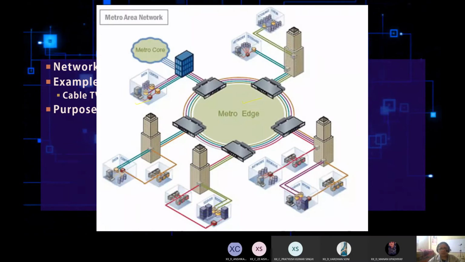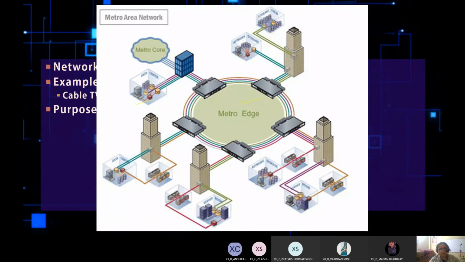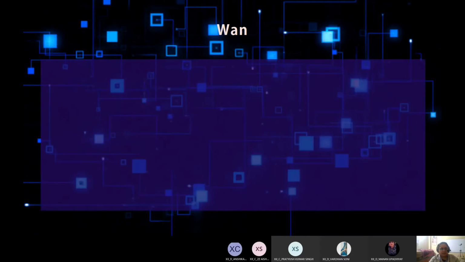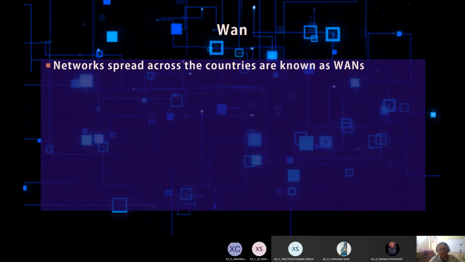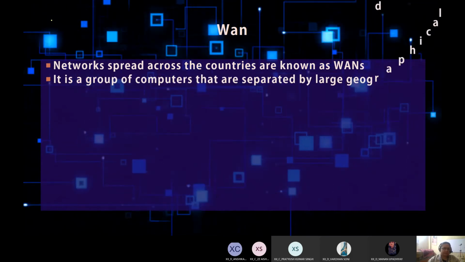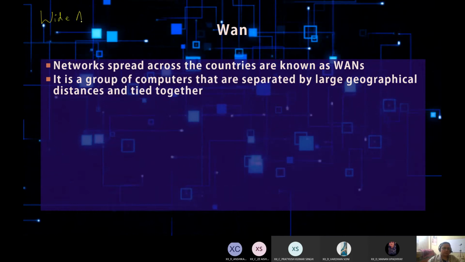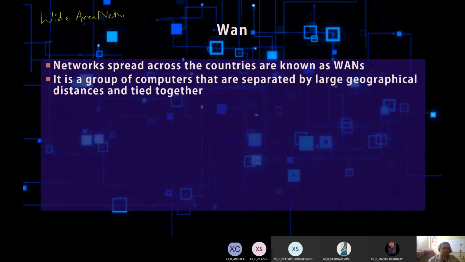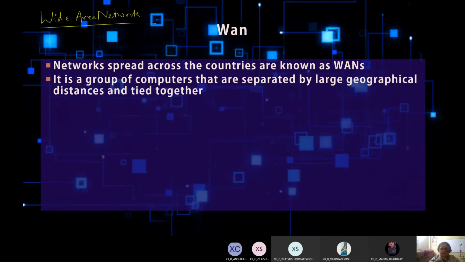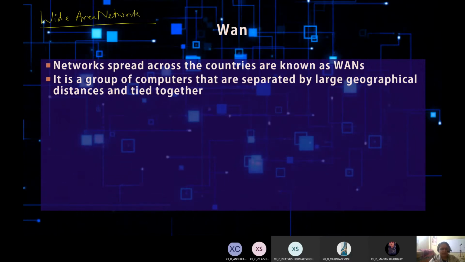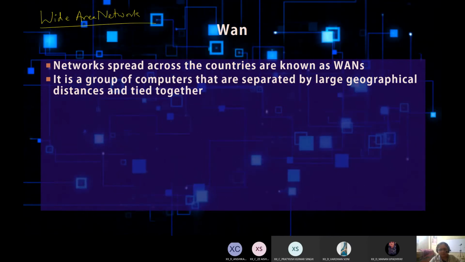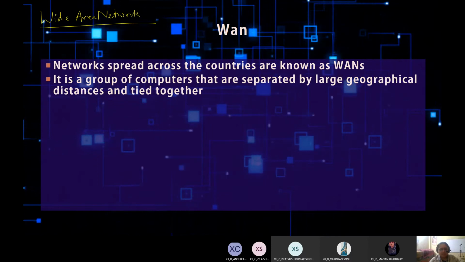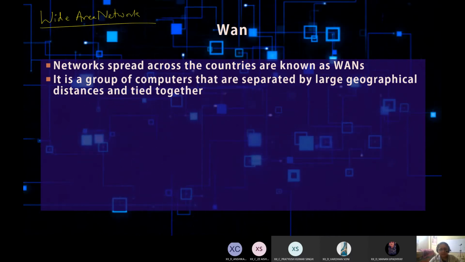So this is a small image of a metropolitan area network which spreads across the periphery of a city. Then next is WAN. Networks spread across the countries are known as WANs, that is wide area network. The moment a network extends beyond the periphery of a city, it comes within the vicinity of a wide area network. Internet is an example of a wide area network, and even your bank is an example.